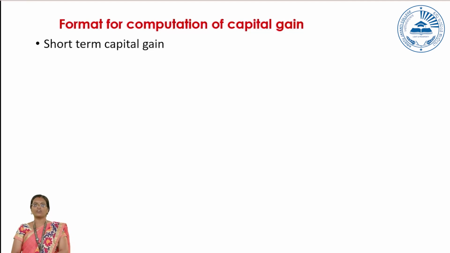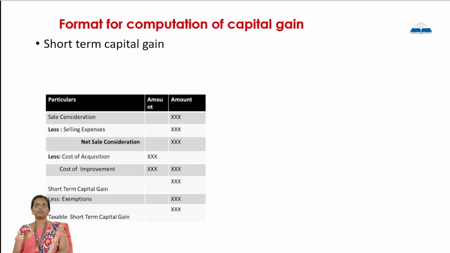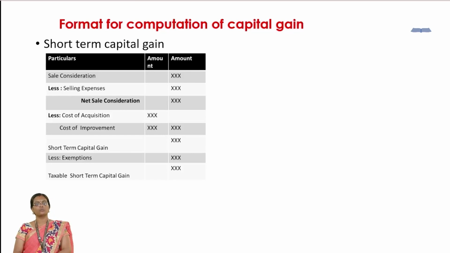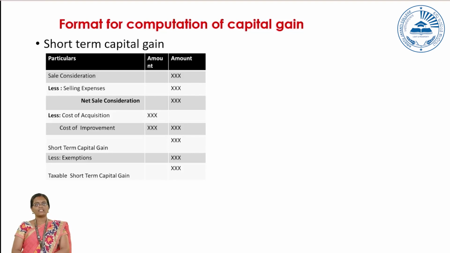In case of short-term capital gain, this is the procedure that we would be following, wherein we have the sale consideration amount, that is the amount for which the asset was sold, minus any selling expenses that were incurred during selling a particular property. So, it could be brokerage, or an advertisement charge, or a commission that is being paid in order to sell your property. When I subtract the selling expense from the sale consideration, I arrive at net sale consideration.